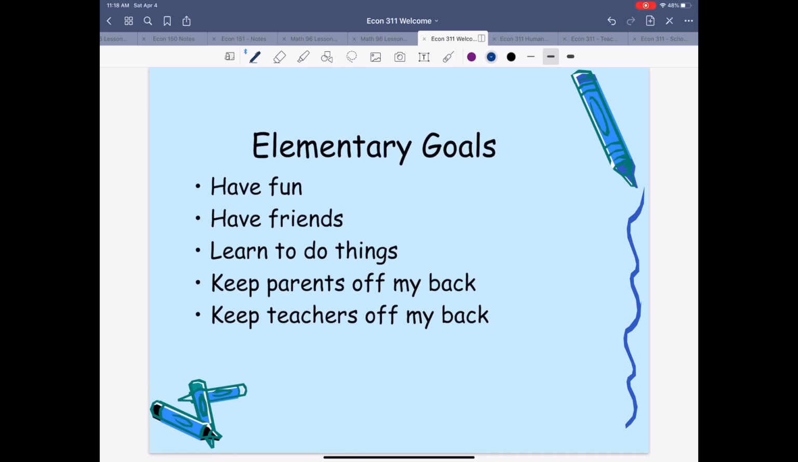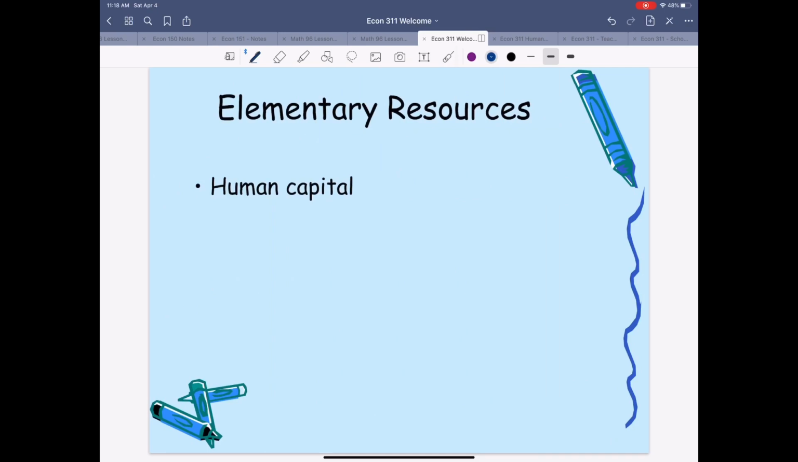So our elementary students are likely to see their goals differently than the bigger picture. They're likely to see their goals as having fun and friends and learning to do things and making their parents happy and keeping teachers happy. Those tend to be really important focuses of our younger students.